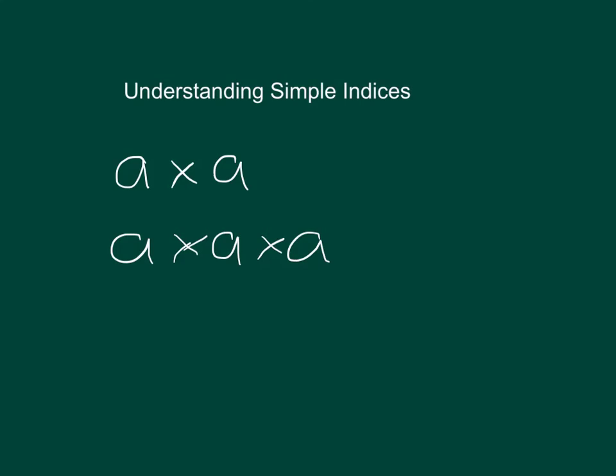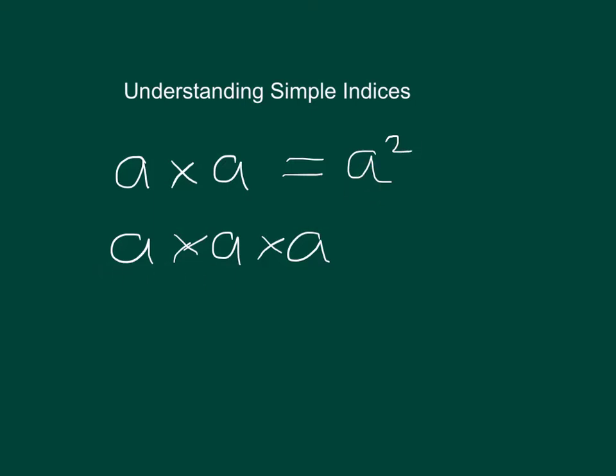So here's a short video on understanding simple indices. If we look at the expression a times a, we can write that in mathematics in a shorter way. We write that as a to the power 2, and this 2 is called the indice. So a times a is a to the power 2.